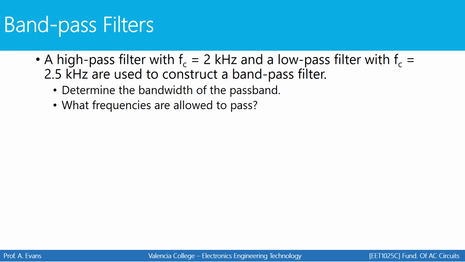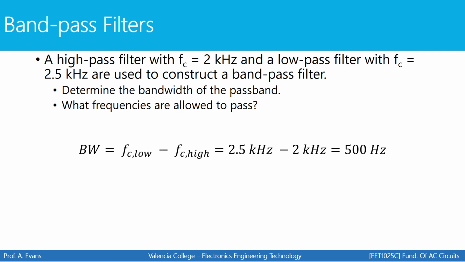So now let's do some examples. A high-pass filter with a critical frequency of 2 kHz and a low-pass filter with a critical frequency of 2.5 kHz are used to construct a band-pass filter. Determine the bandwidth of the pass band and what frequencies are allowed to pass. So remember that the bandwidth is equal to the critical frequency of your low-pass filter minus the critical frequency of your high-pass filter.